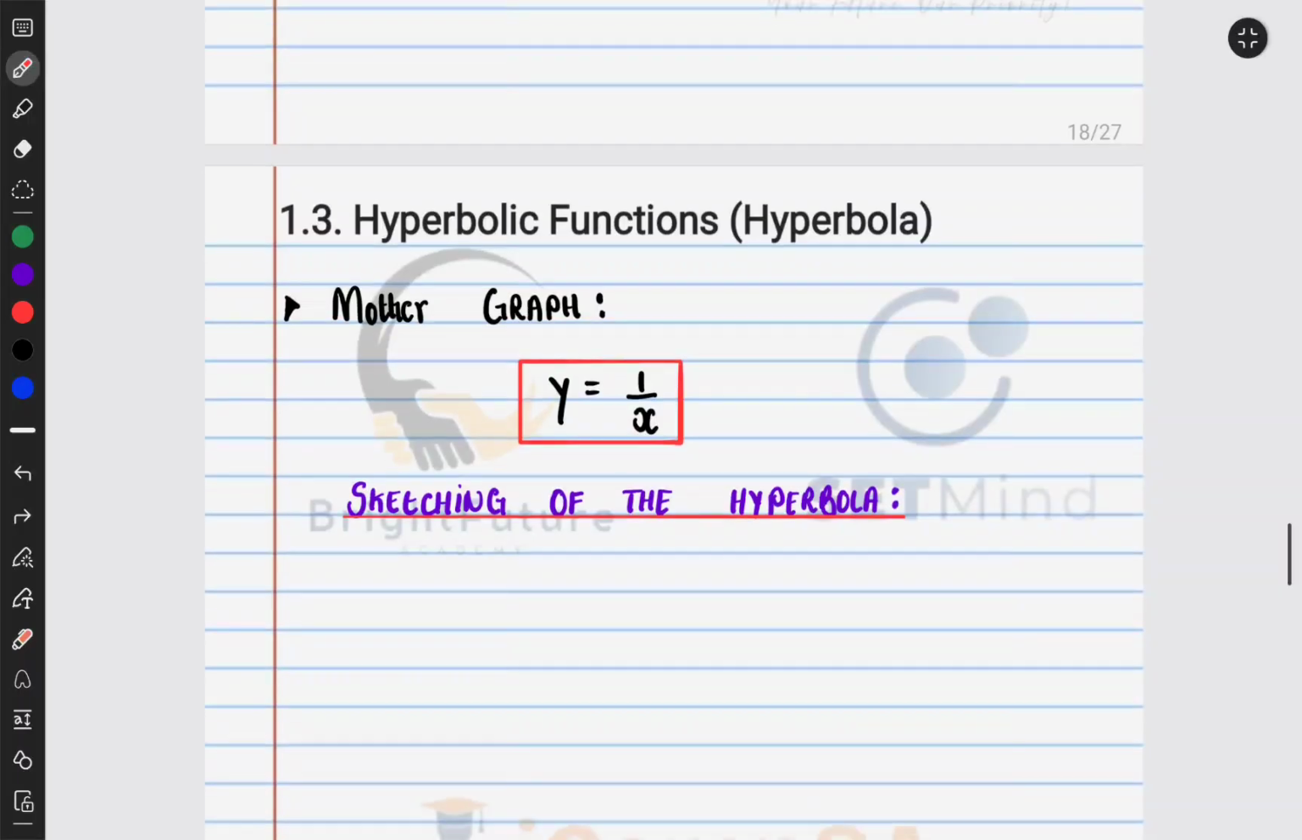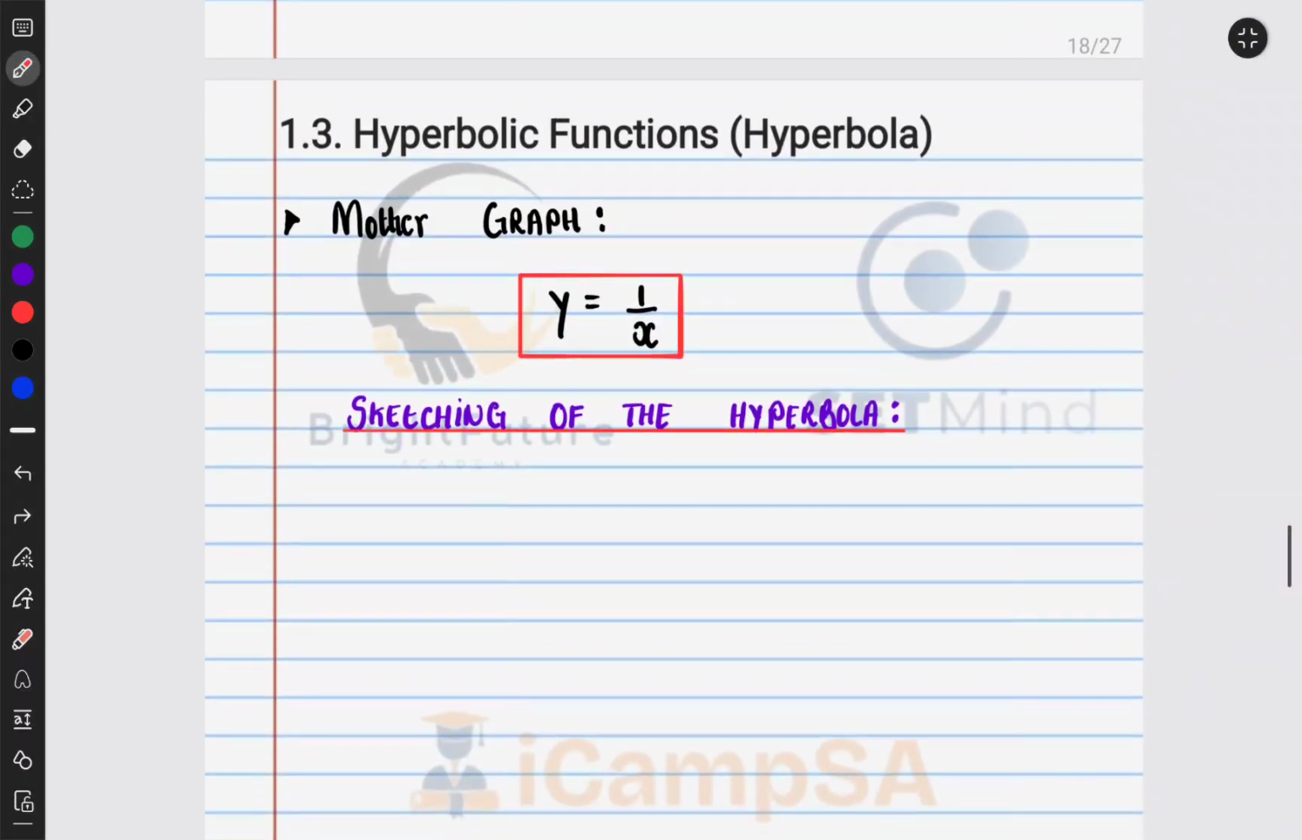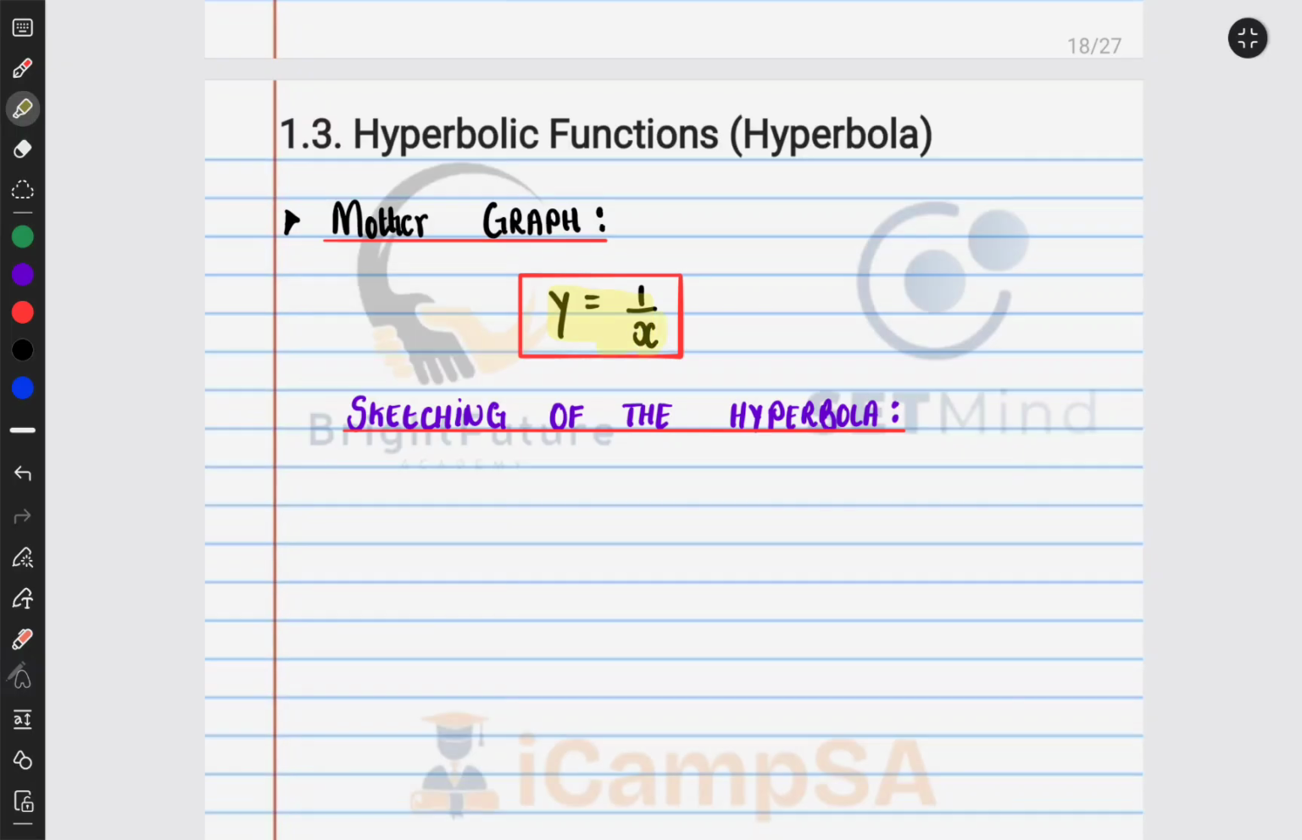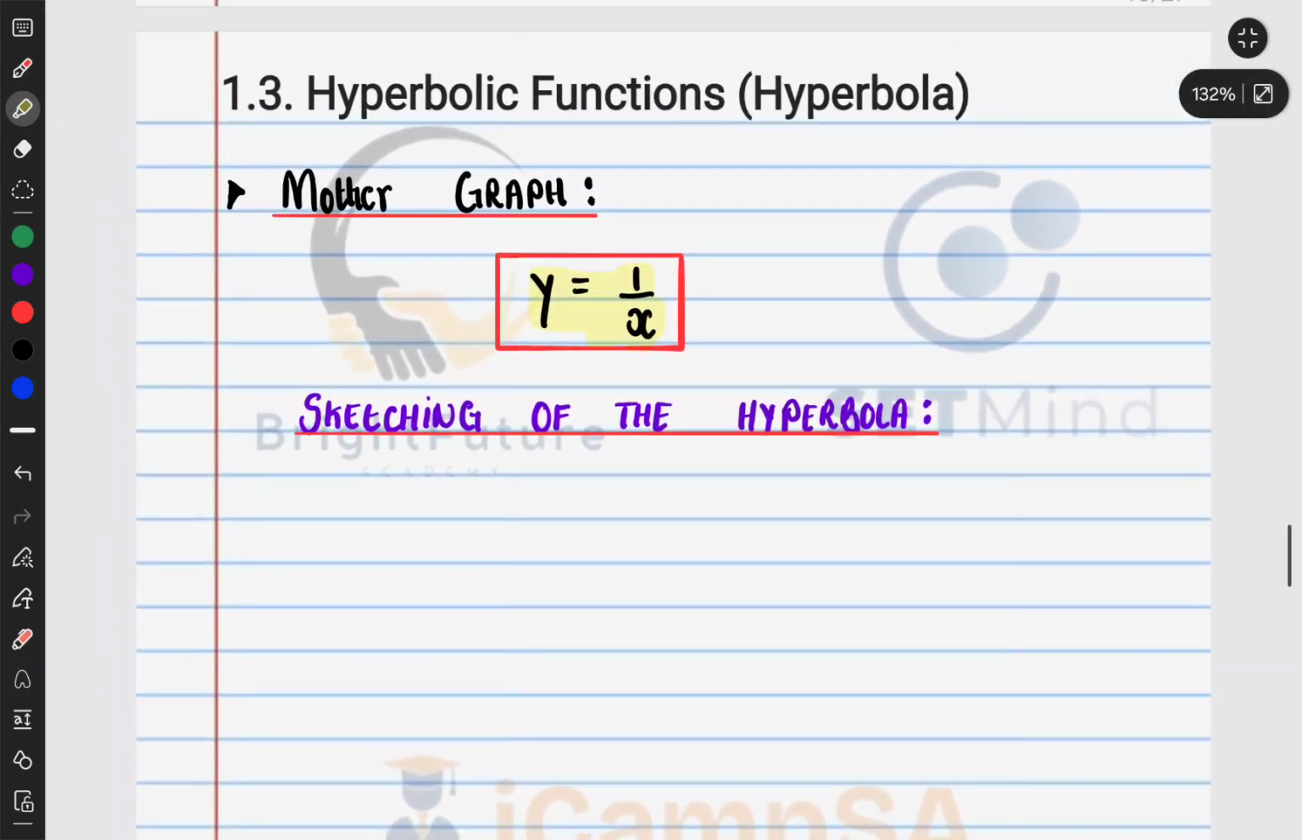As with the other functions that we have covered so far, hyperbolic functions also have a mother graph, which is the simplest form of this function. The equation for the mother graph of the hyperbolic functions is y is equal to 1 over x. That is the most basic equation, and that is the equation that we use to sketch the mother graph function.